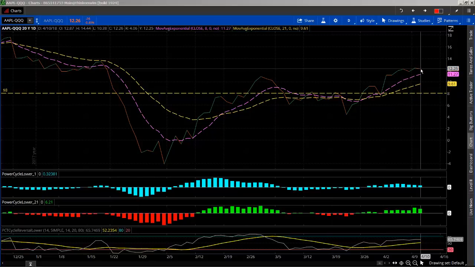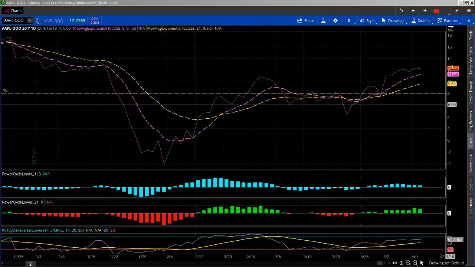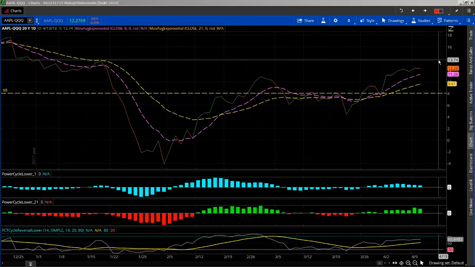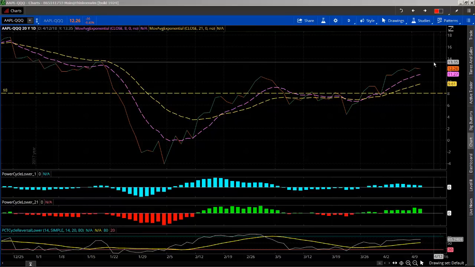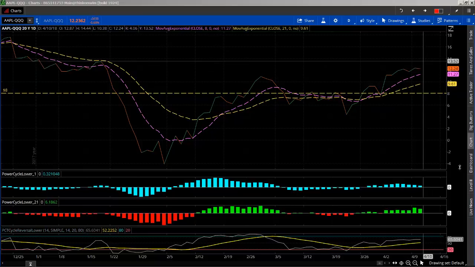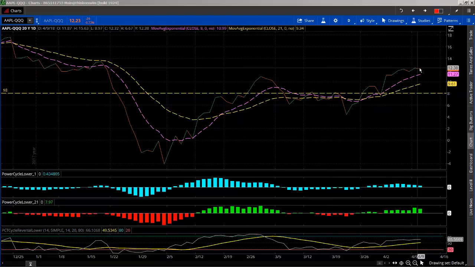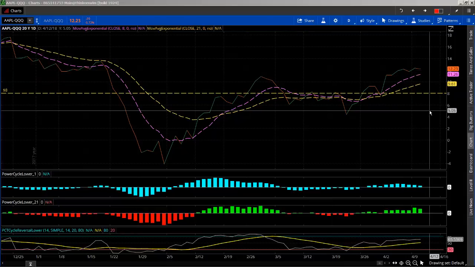So if you did 100 shares and it goes up to, let's say, 13.27, then you're up $1 a share, or $100. That's a way to do it in case you can hedge yourself from a downside collapse in the market.